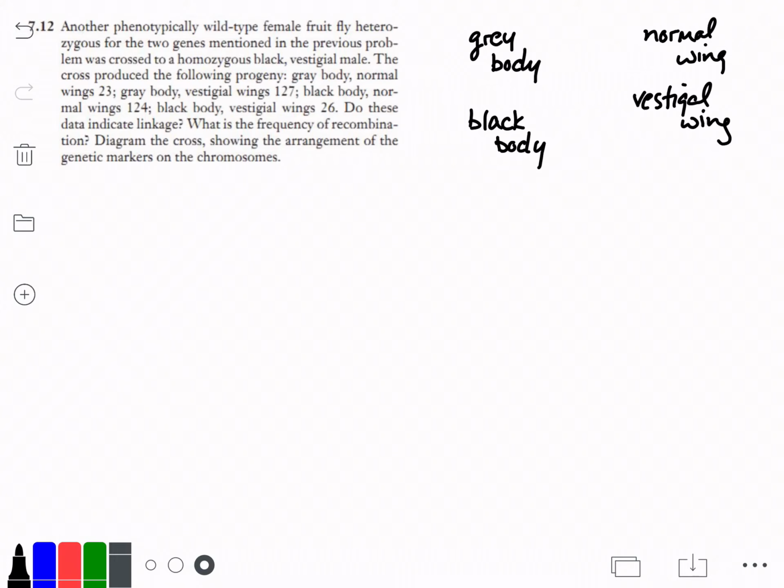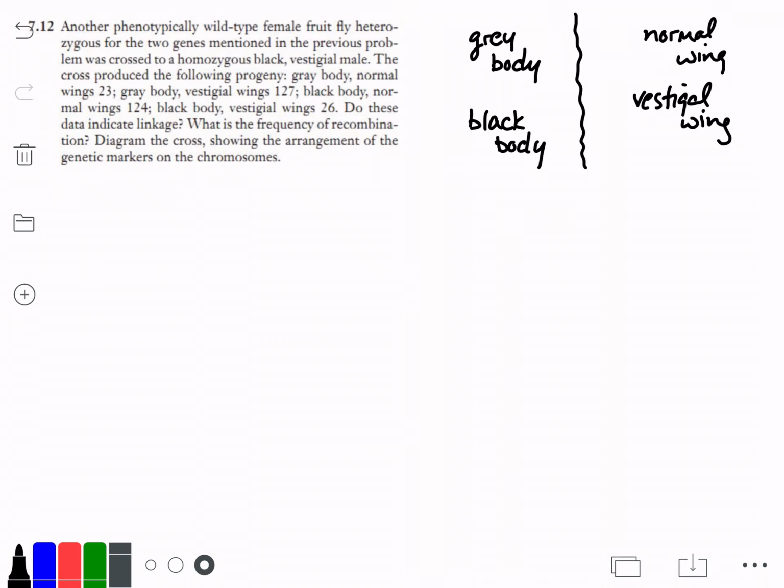So what I've written off to the side are just the two possibilities here. Basically, we're talking about two traits, so this is a dihybrid cross. The body of the fruit fly is either gray, which is wild type, or black, which is recessive. And the wing is either normal, which is wild type, or vestigial, sort of a small misshapen wing, that's recessive.